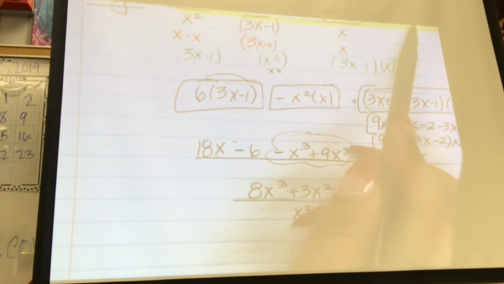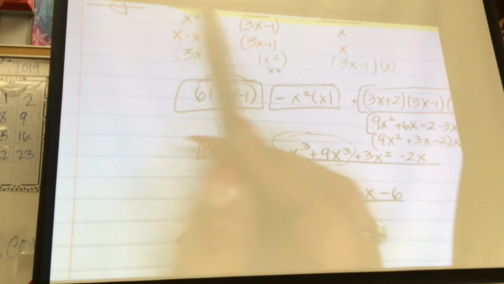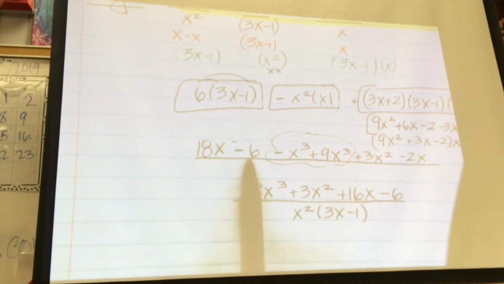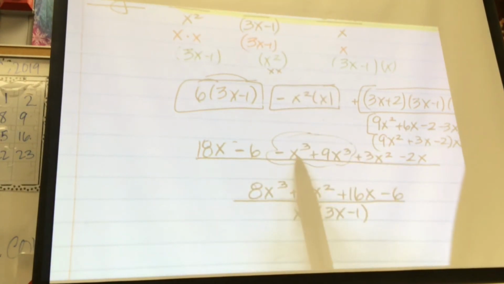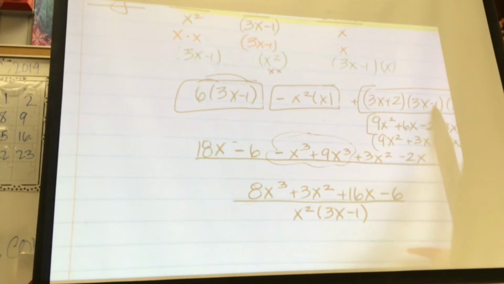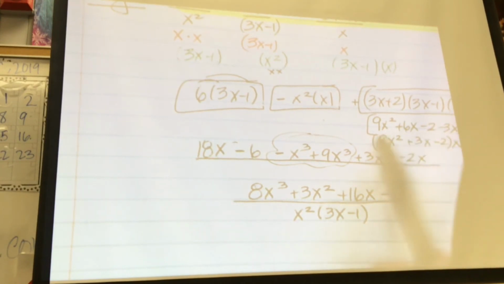All right, so now we just got to distribute. 6 times 3x minus 1, boom, 18x minus 6. Negative x times x squared, boom, negative x cubed. Here I just did 3x plus 2 times 3x minus 1, and I got this. All of that multiplied times x, and you get this.